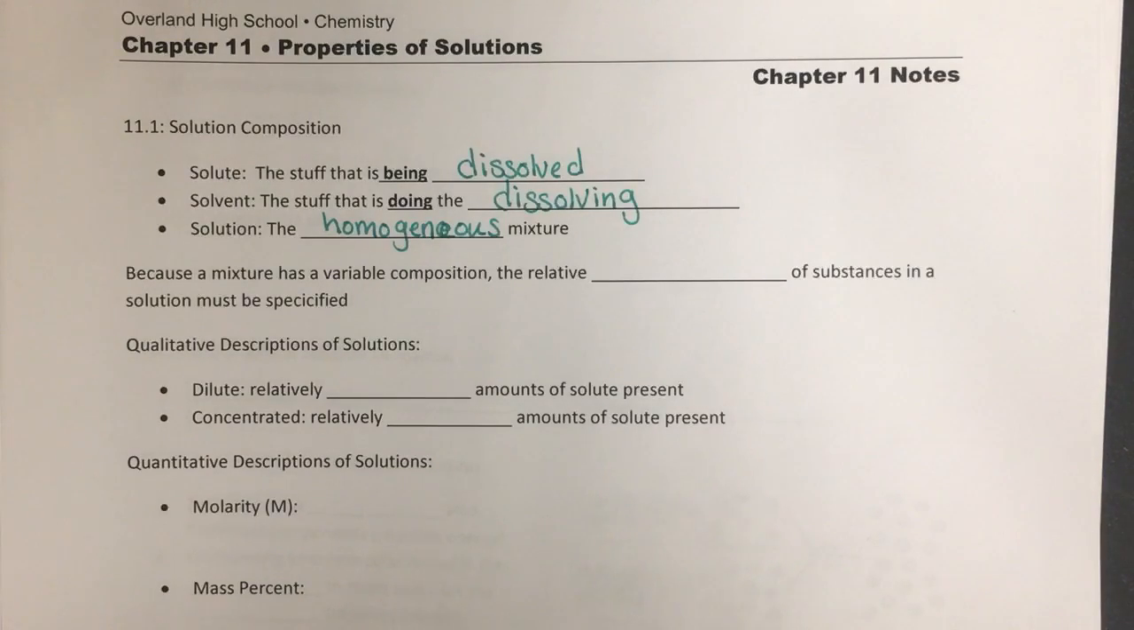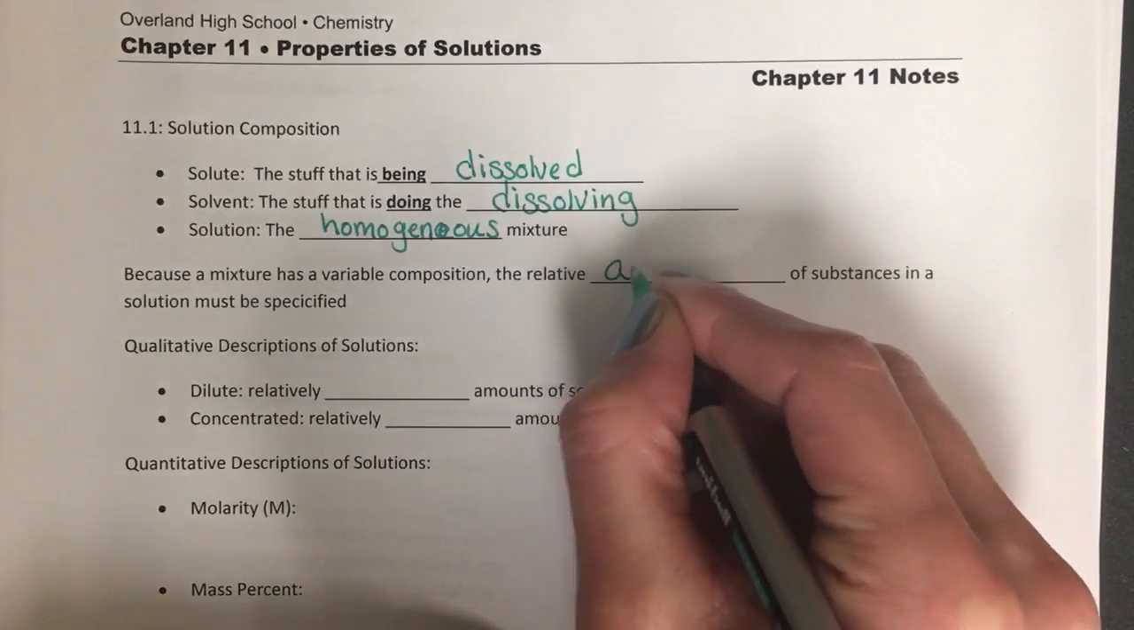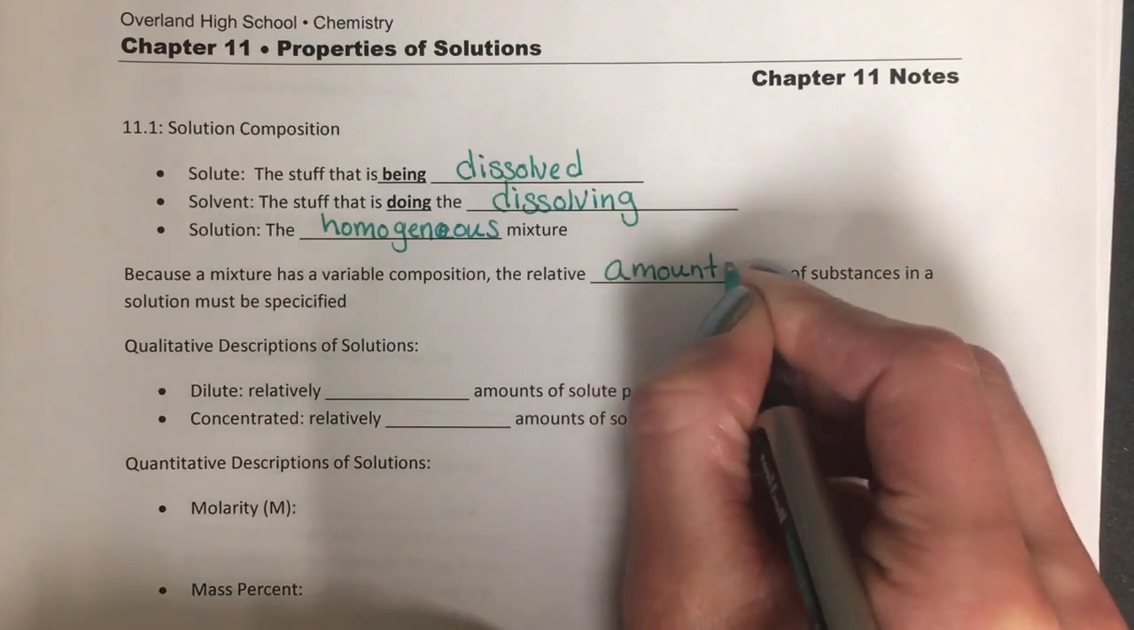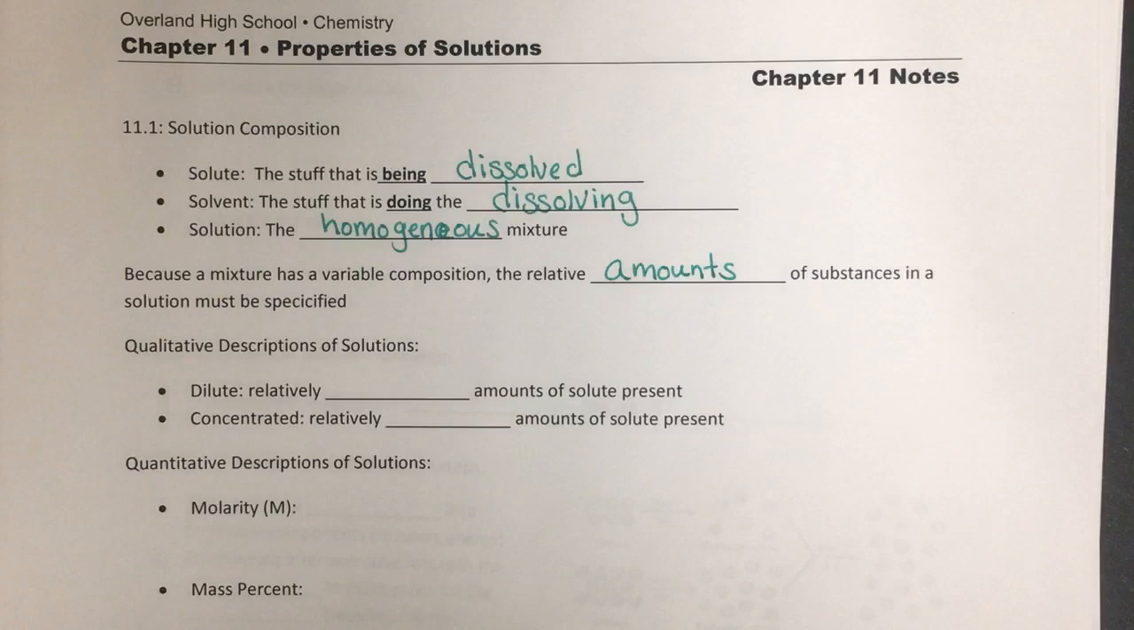mixture. Remember, homogeneous is the same throughout, so it's going to have the same properties from the top to the bottom, same melting point, boiling point, same concentration, everything's the same throughout. Now, we are looking at mixtures, and mixtures can have variable composition, so it's not always the same amount of stuff that's dissolved in the same amount of solvent. So we need to know the amounts of substance in our solution.